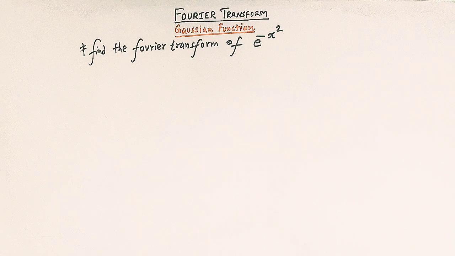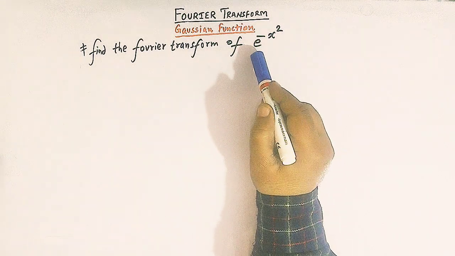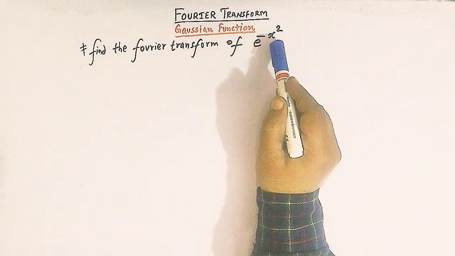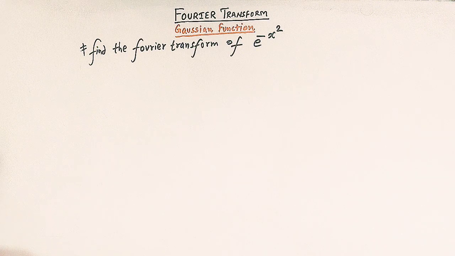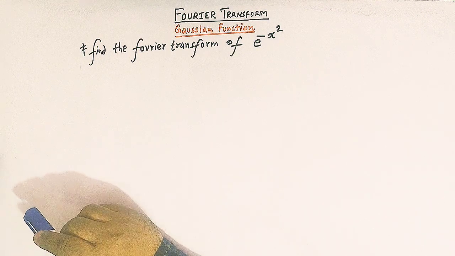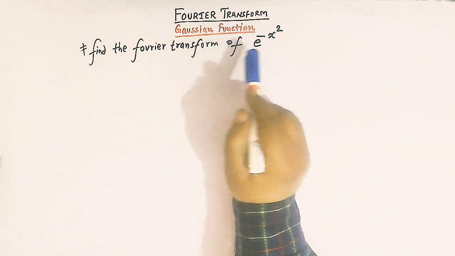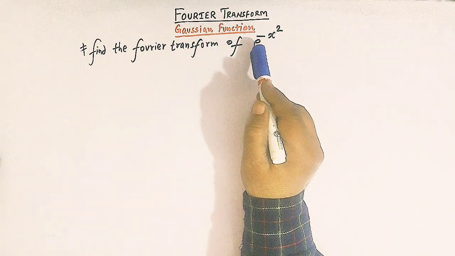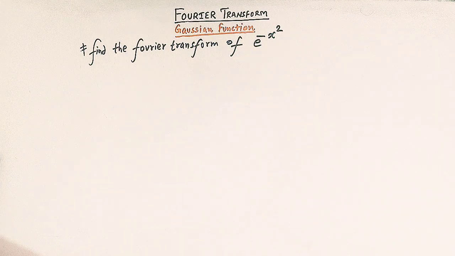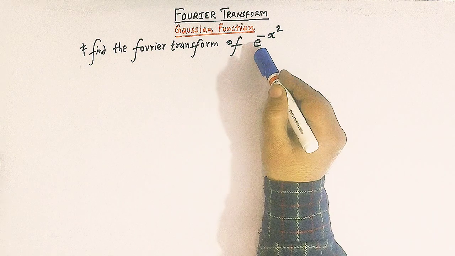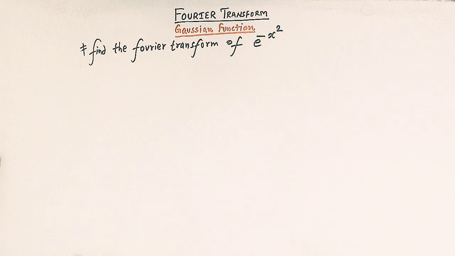Hello, viewers. In today's session, we are going to discuss an important problem from Fourier transforms, right? In this lecture, we'll see how to find the Fourier transform of a Gaussian function of this form, that is e raised to minus x square. Moreover, we'll also see that the Fourier transform of a Gaussian function of this type, that is e raised to minus x square, is also a Gaussian function of this form, that is e raised to minus x square, right? So let us start.